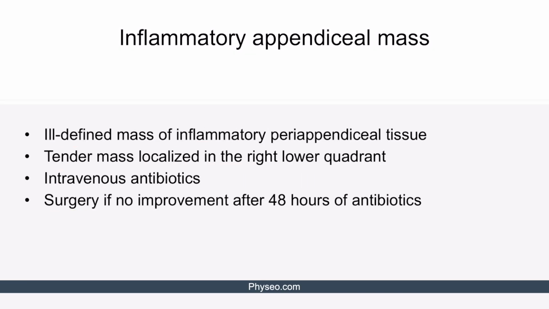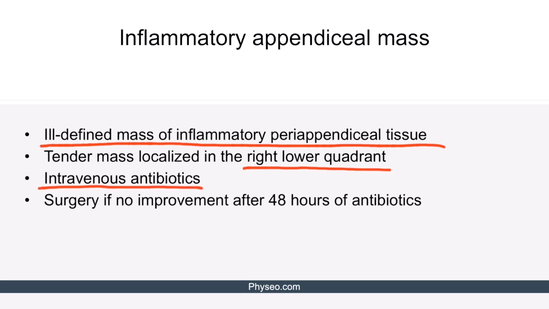Patients with acute appendicitis can present with an inflammatory appendiceal mass. It is described as an ill-defined mass of inflammatory periappendiceal tissue. On physical exam, a tender mass localized in the right lower quadrant may be felt upon palpation. For this, administration of IV antibiotics is often the primary treatment along with supportive management. Surgery is planned if the patient's condition does not improve after 48 hours of antibiotics.